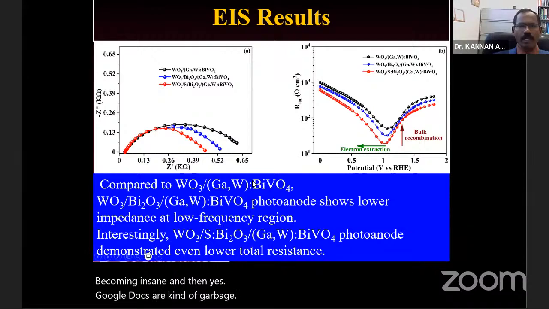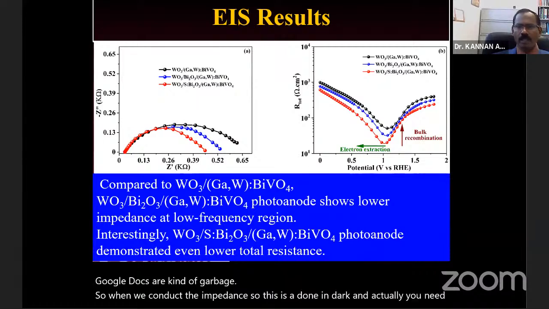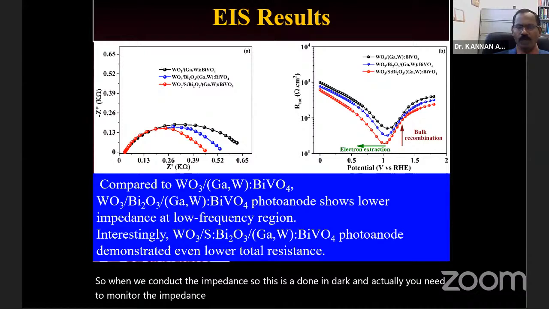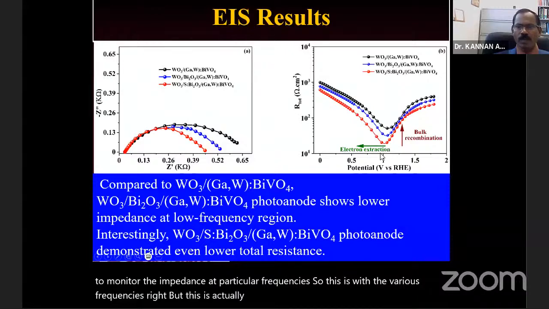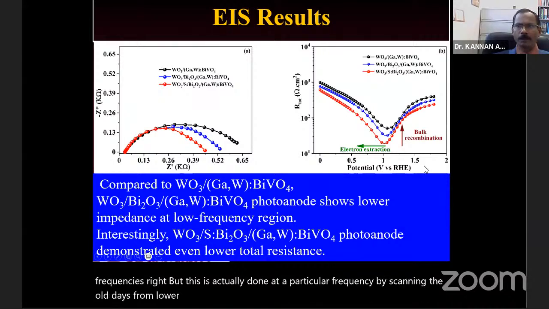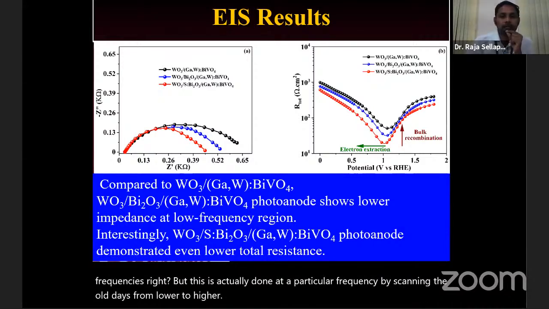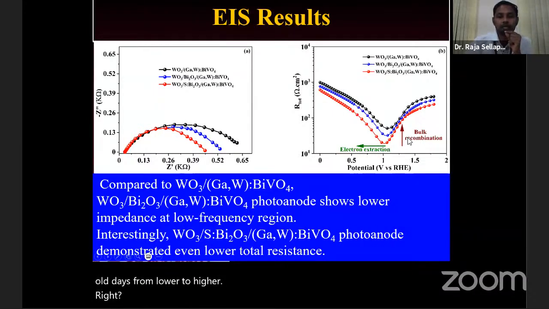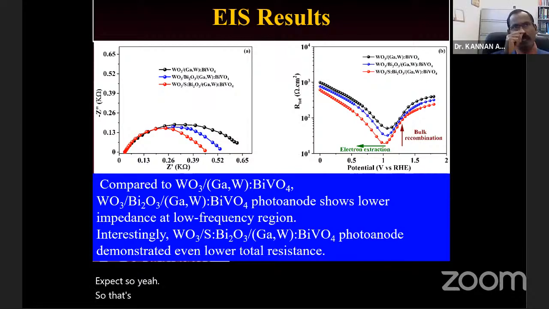So when we conduct the impedance, this is done in dark, and you need to monitor the impedance at a particular frequency. So this is with the various frequencies, right? But yes, this is actually done at a particular frequency by scanning the voltage from lower to higher. The right side diagram that you showed, this bulk recombination and electron extraction, that's at, I think, 1000 hertz of frequencies. So that's at a fixed frequency. Okay.